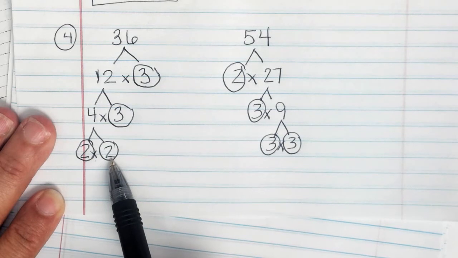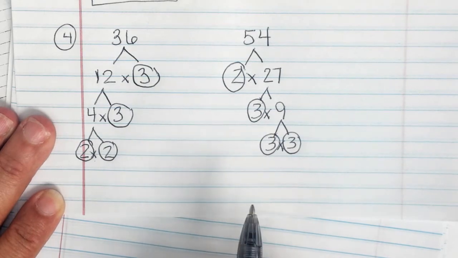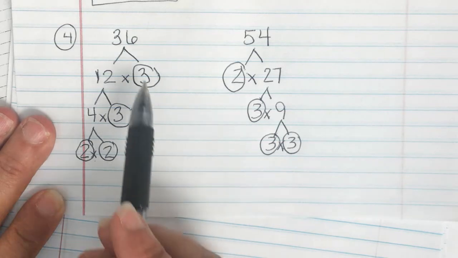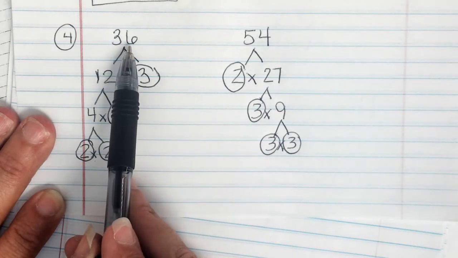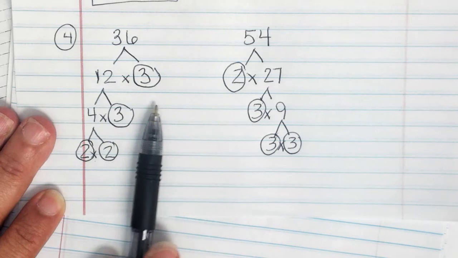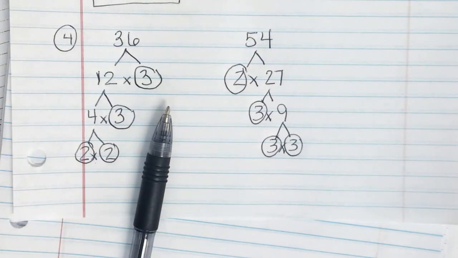Right. You have a 2 and a 2 and a 3 and a 3, right? You should. 9 breaks down to 3 times 3. So what did you start with? 36, then what? I'm sorry, I can't hear you. Say it again. 4 times 9, yes.